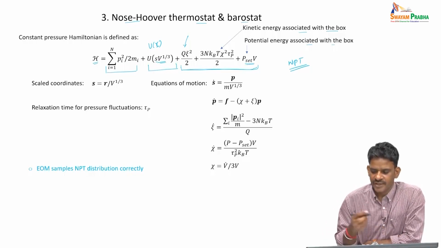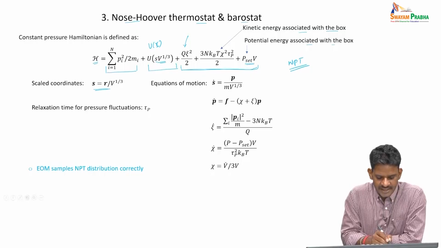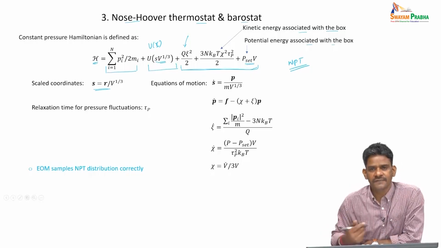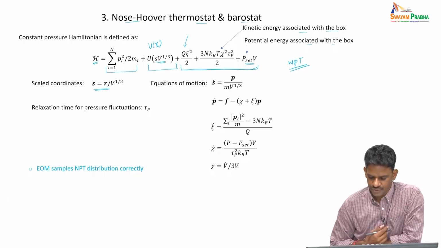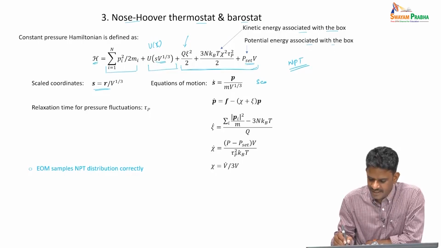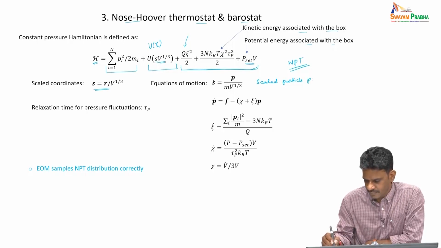Since we are looking at constant pressure as well, we use again the scaled coordinates. Once you have this Hamiltonian, we can derive a set of Hamiltonian equations of motion, and you basically get a set of equations for the scaled particle positions, and this is for the particle momenta.